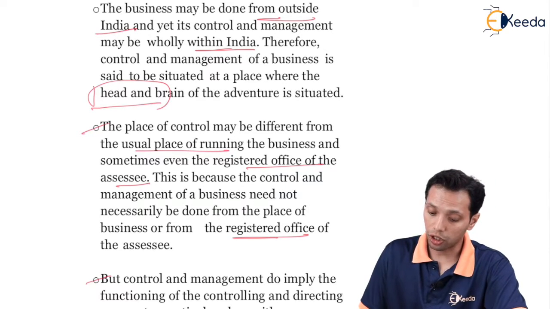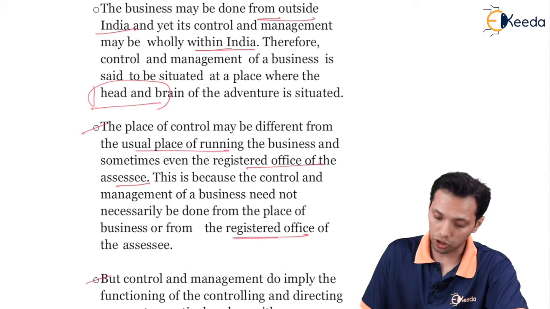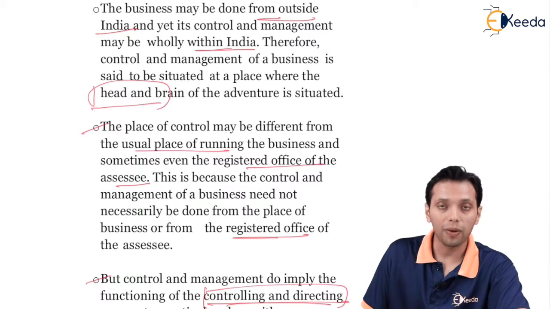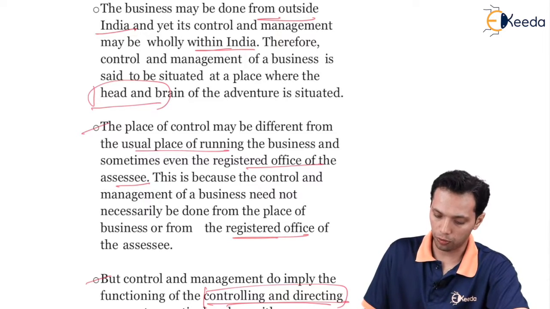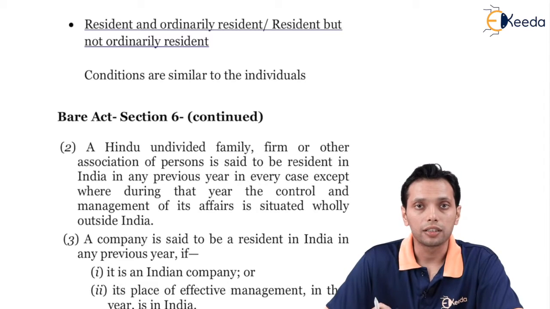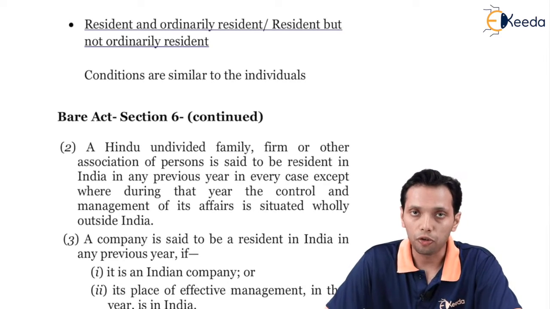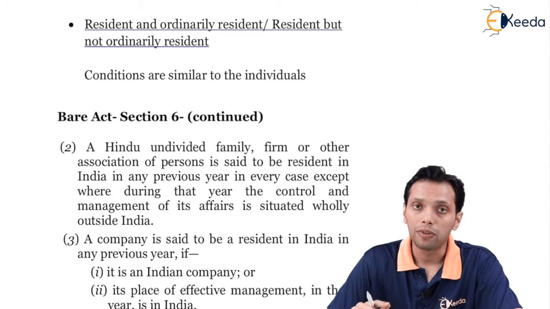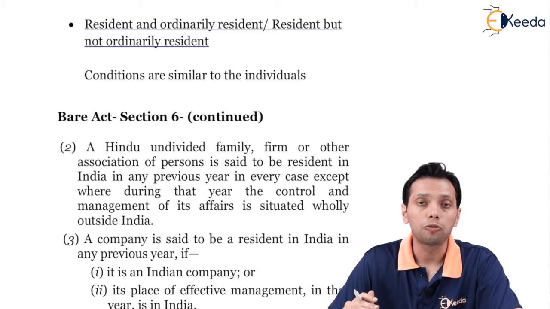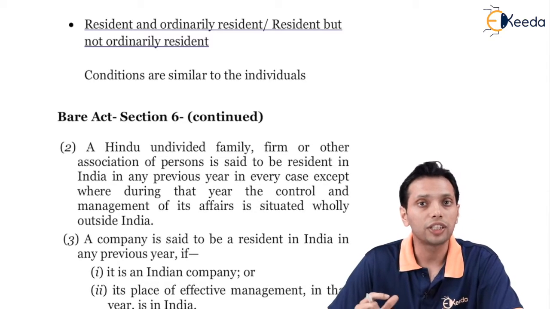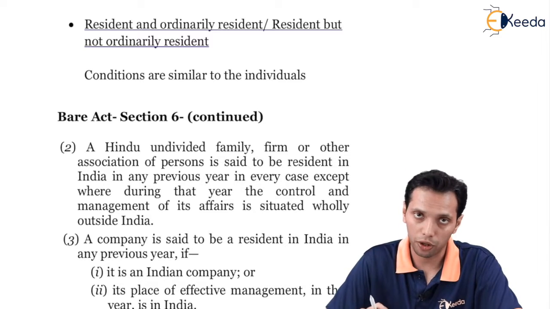Fourth point, control and management do imply the functioning of the controlling and the directing power. The controlling and the directive power are relevant for determining the residency of the HUF at a particular place with some degree of permanence. So effectively, HUF will be resident in India if its control and management is wholly or partly in India, and when the HUF is considered as resident, for the HUF to be determined as RoR or RNOR, the residency of the Karta is important here.